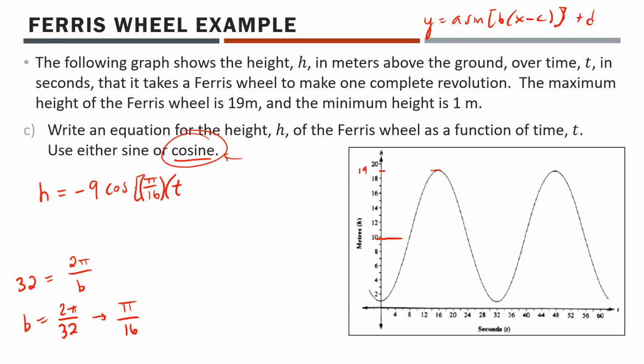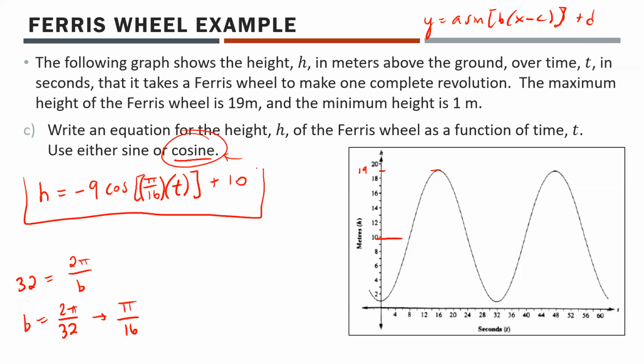It moves it left or right. But because I used negative cosine, that's going to make us start at our minimum, so I don't need to move this thing left or right. So I'm just going to end that t right there, and that's all well and good. Last thing I got to throw in here is the d value. That's your midline. We found that on the last slide as well. That's just going to be plus 10.